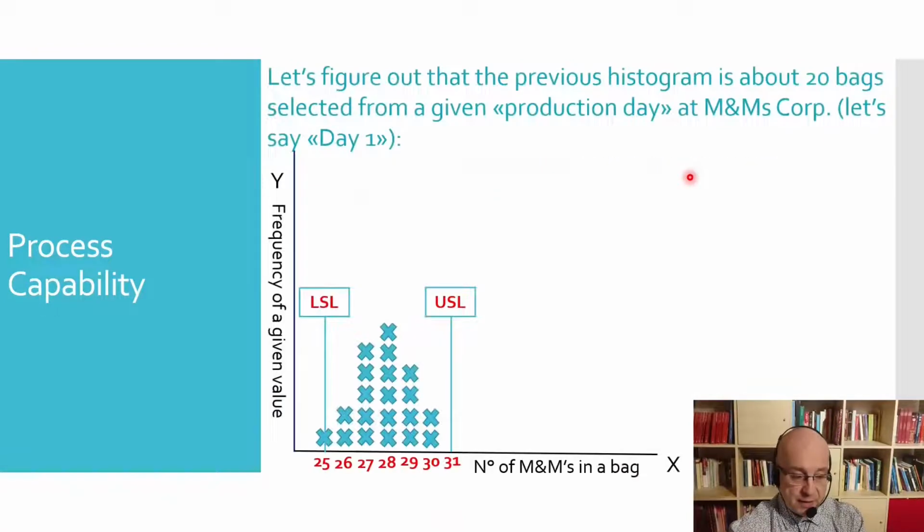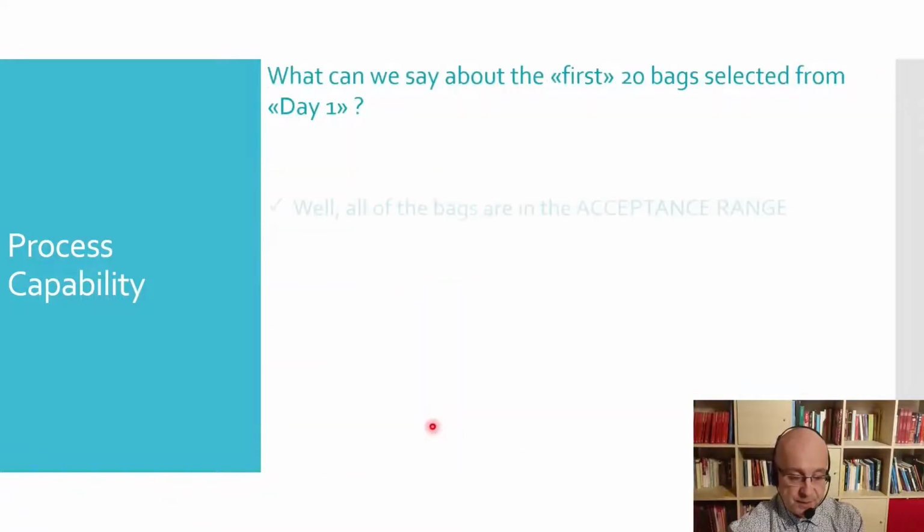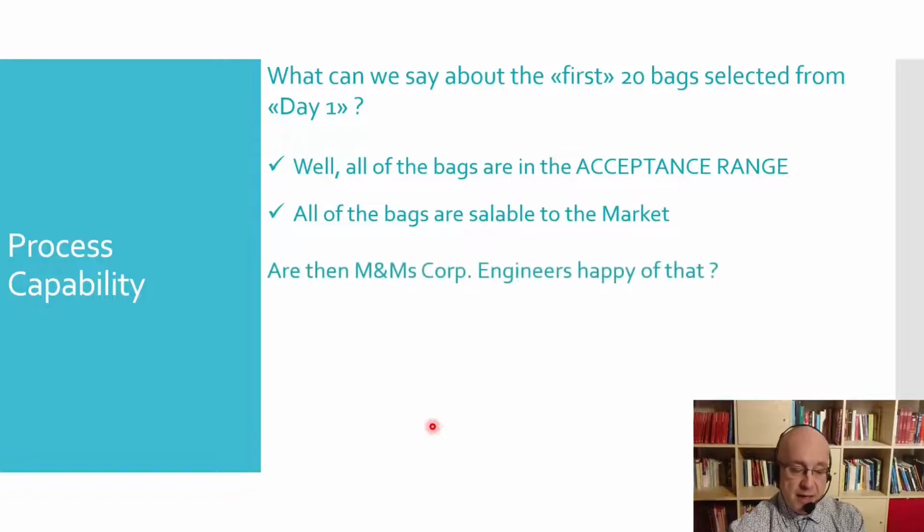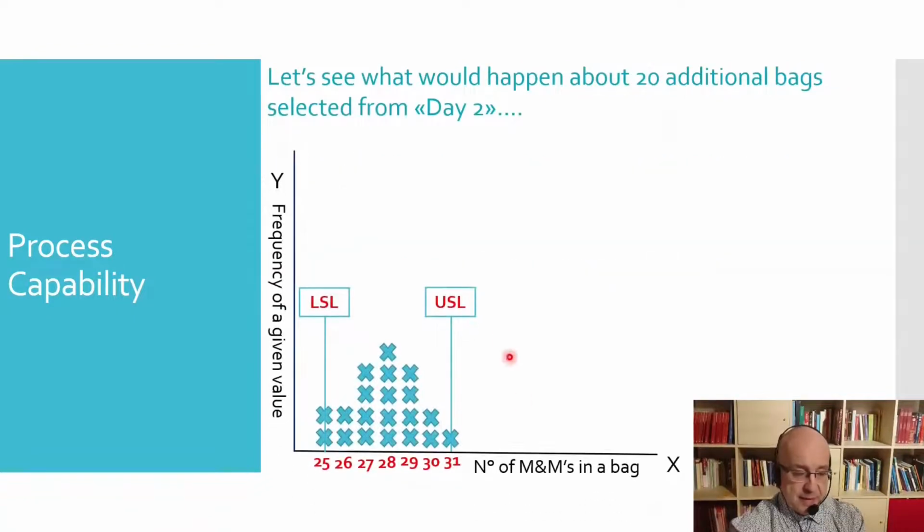We can have a look at the previous slide. They are all inside, because also the value of 25 is considered good. So all of the bags are in the acceptable range, and all of the bags are sellable to the market. So very good. Are then M&M's corporate engineers happy of that? Probably yes. But let's see what would happen with 20 additional bags selected from day 2.